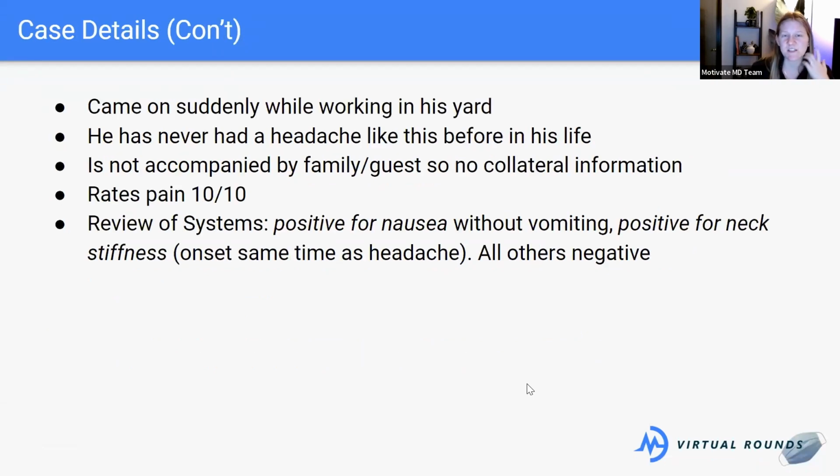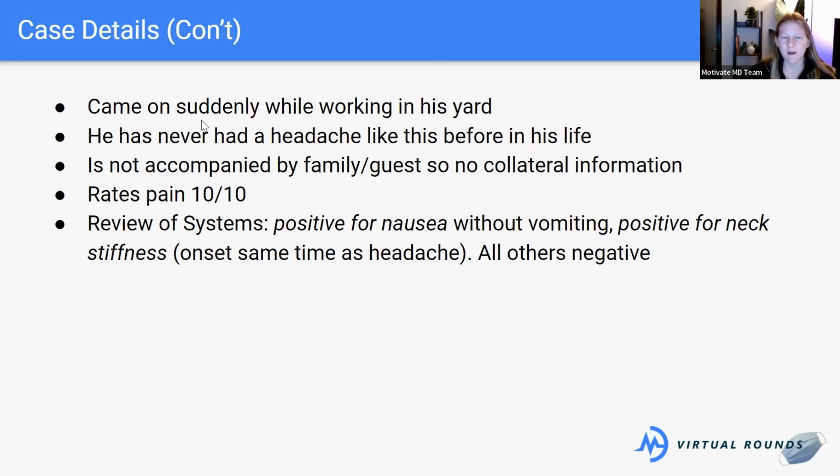So, additional case details for our patient. His headache came on suddenly while he was working out in his yard. Let's say he was mowing his grass or something. And he's never had a headache like this before in his life. This is the first time that he's ever had something like this.